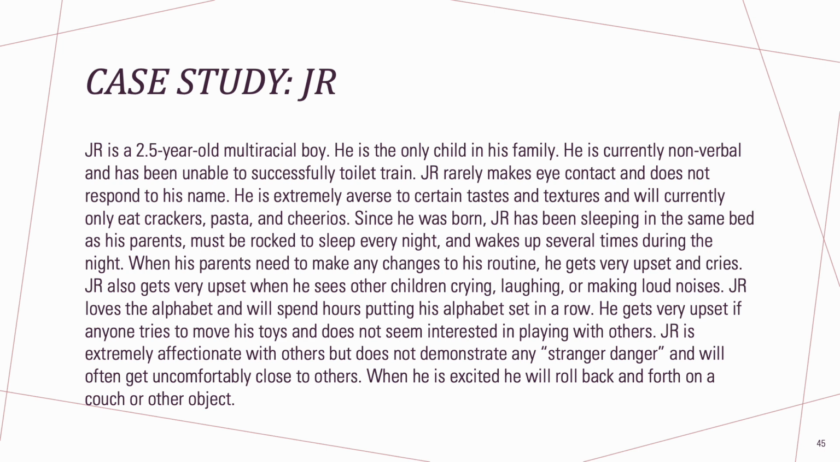JR also gets very upset when he sees other children crying, laughing, or making loud noises. JR loves the alphabet and will spend hours putting his alphabet set in a row. He gets very upset if anyone tries to move his toys and does not seem interested in playing with others. JR is extremely affectionate with others, but does not demonstrate any stranger danger and will often get uncomfortably close to others. Finally, when he's excited, he will roll back and forth on a couch or other object.